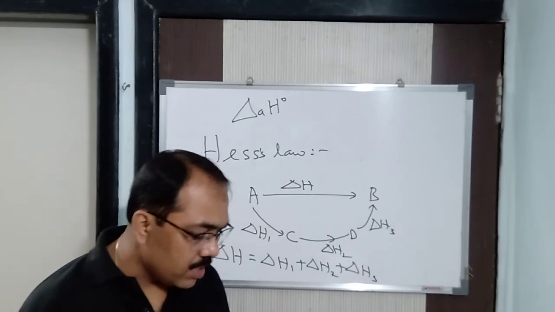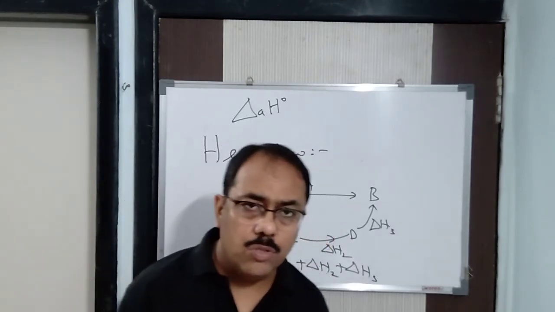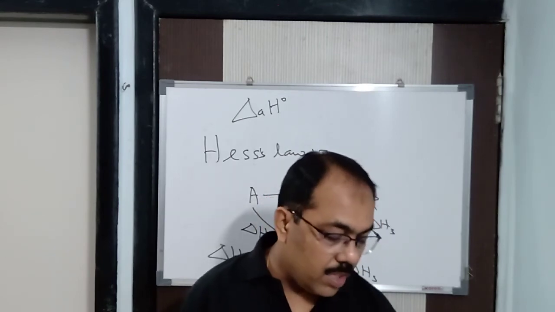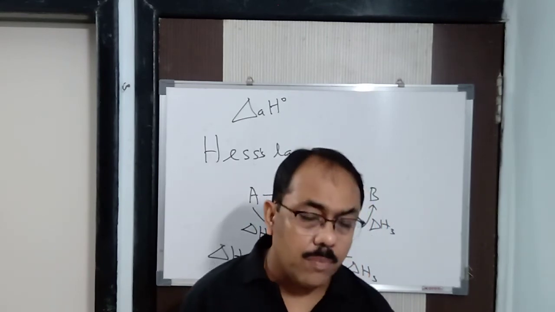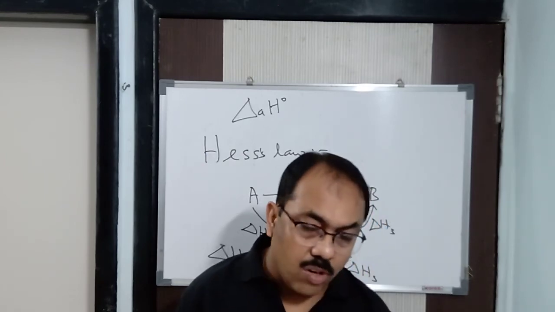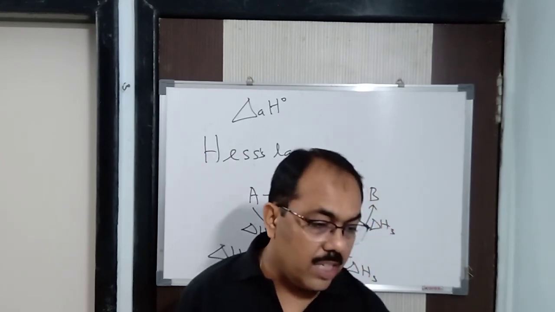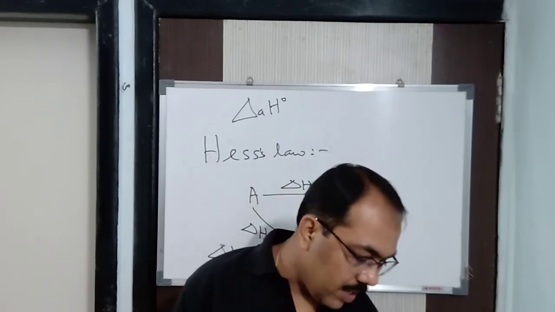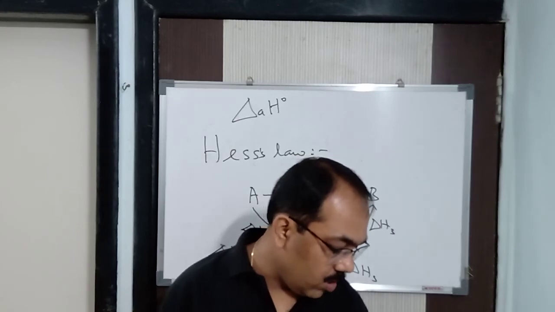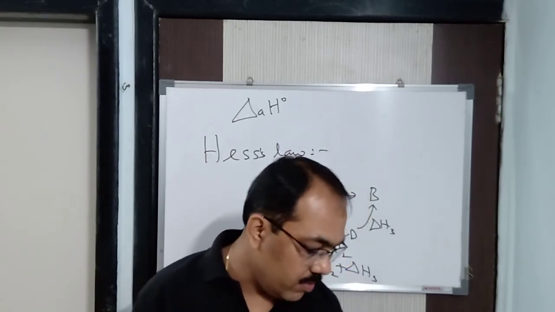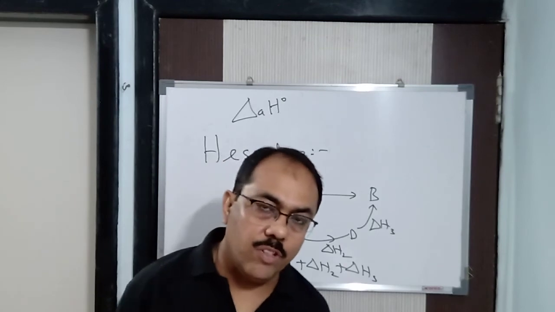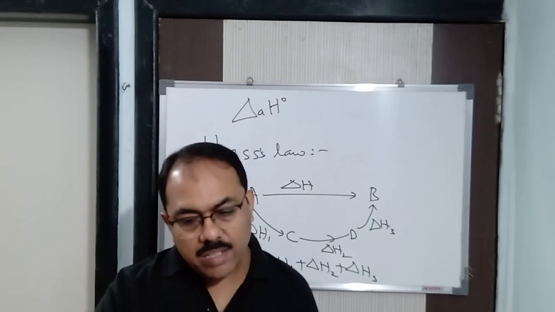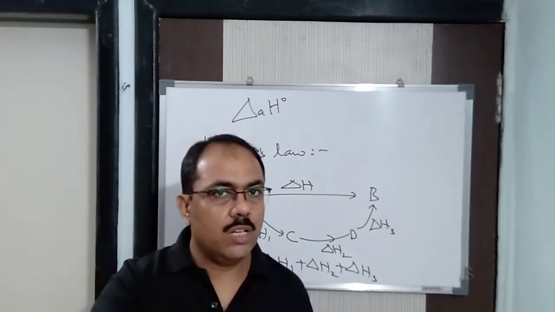So, in this way, the Hess law can be used to calculate the heat change in a chemical reaction. Now, next we have the bond energy. In all the thermochemical equations, I have told you that the heat change is nothing but heat of the product minus heat of the reactant, whether it is heat of combustion, heat of neutralization, heat of solution, heat of transition, anything. Heat of the product minus reactant. Final minus initial. We can say that.